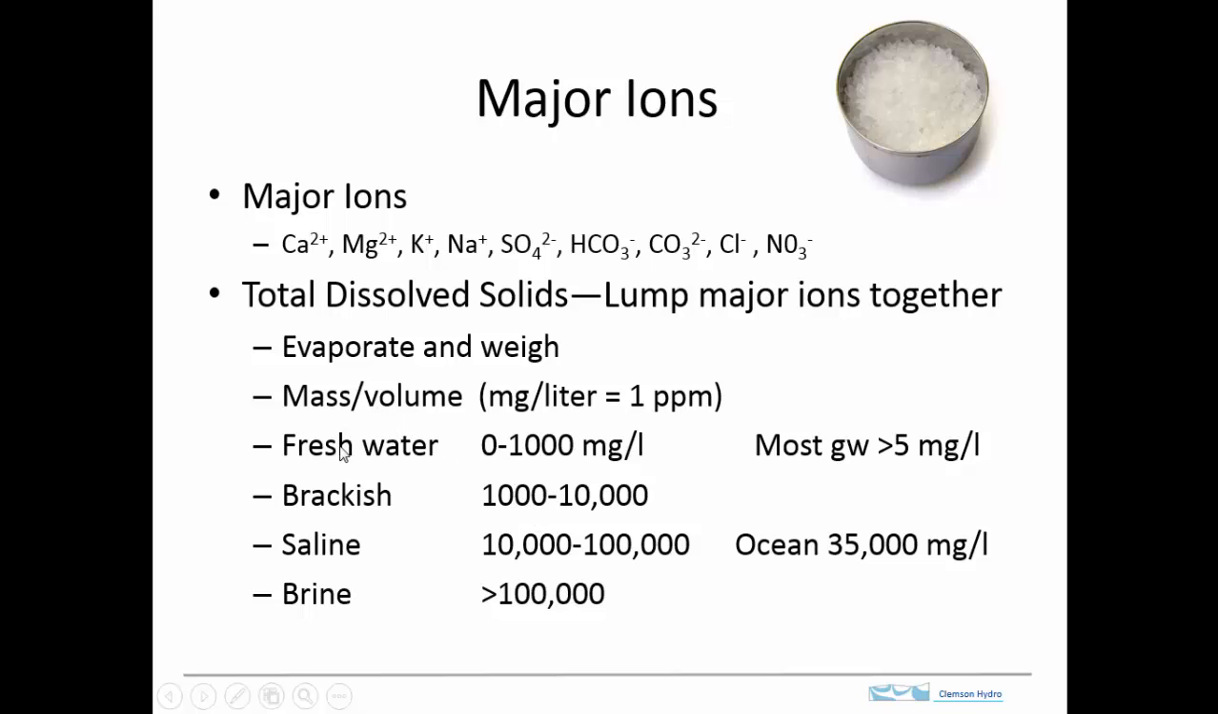And there are different categories of TDS. Fresh water is basically less than 1,000 milligrams per liter. 1 milligram per liter is 1 part per million. Brackish is 1,000 to 10,000. Saline is 10,000 to 100,000 parts per million, and brine is greater than 100,000. And sea water falls right in here at 35,000 parts per million concentration of salts.